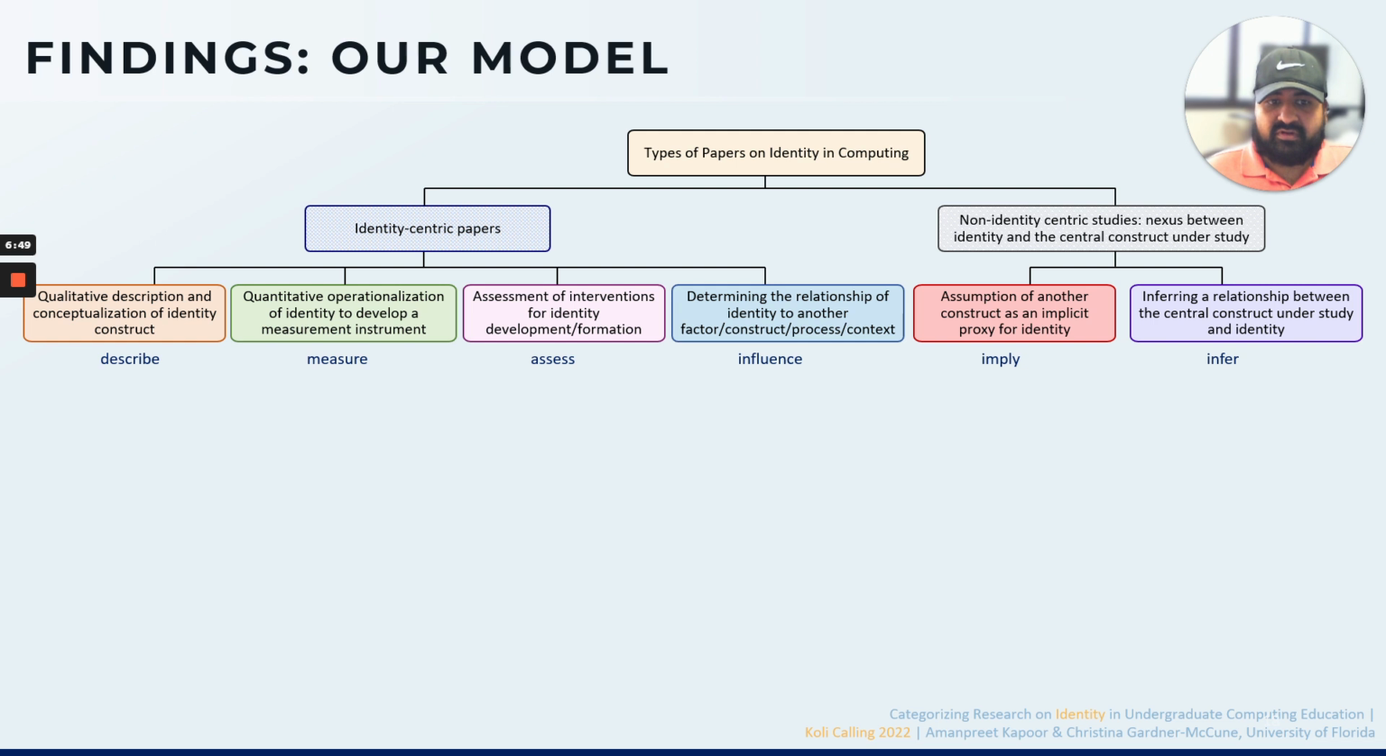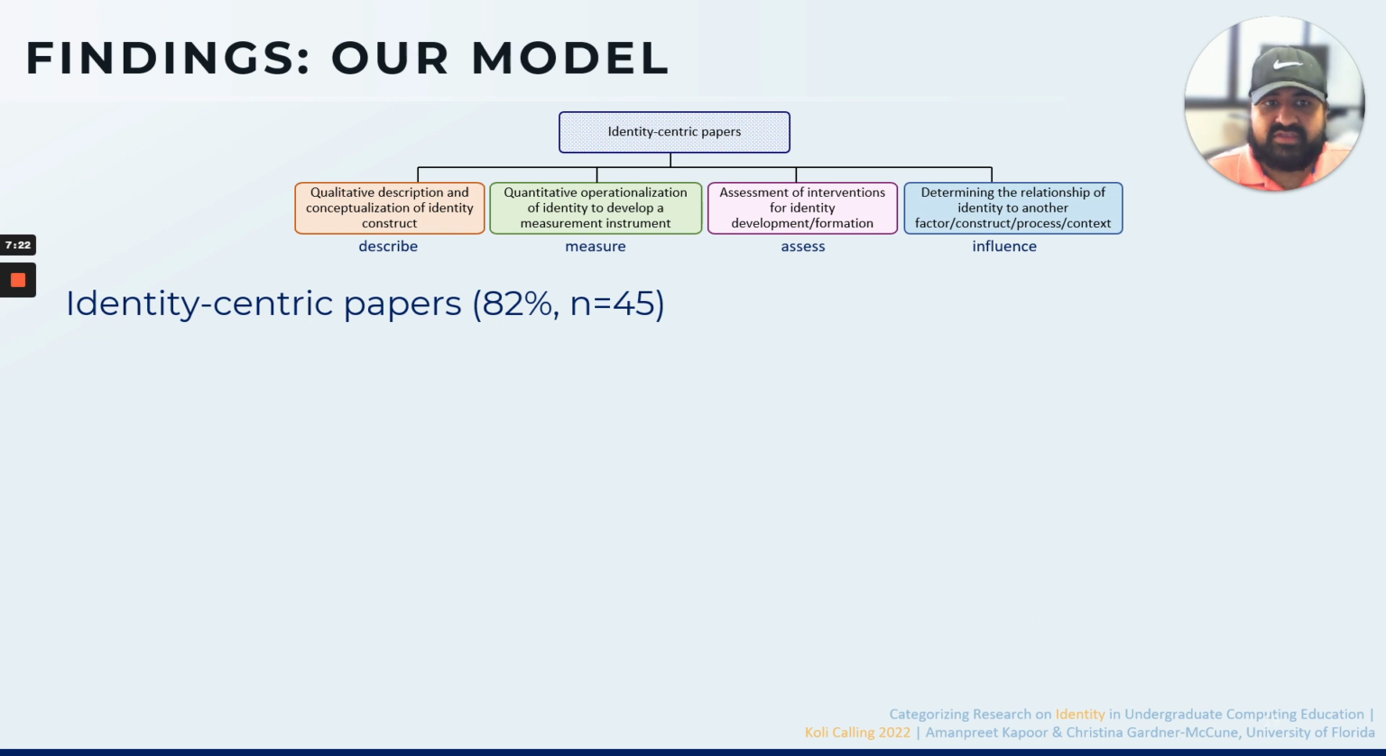And these papers talk about what exactly are the types of papers on identity in computing. Are they describing something about identity? Are they measuring identity? Are they assessing if a particular intervention is helping in identity development? Is a particular identity construct getting influenced? There were some papers that implied identity and there were others that inferred identity development when they were working on another construct. So let's look into some of these themes and categories.